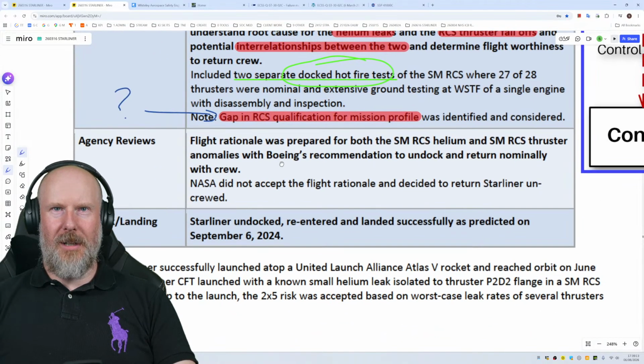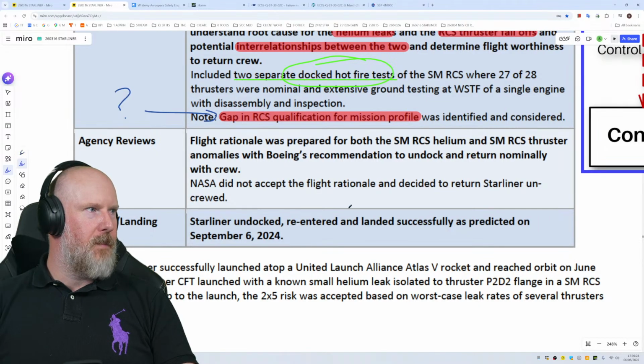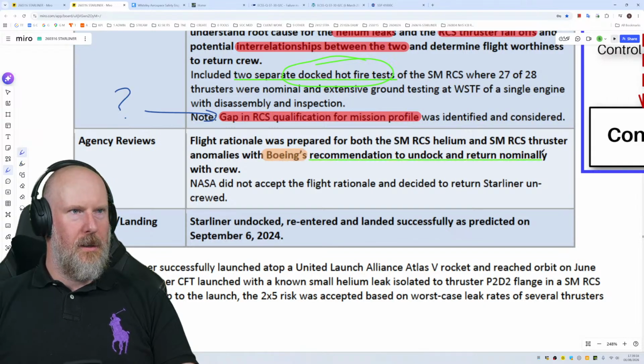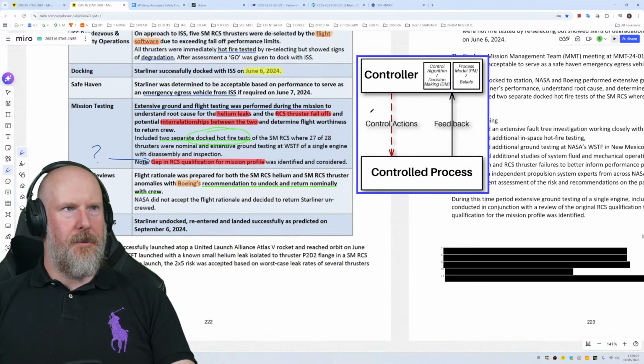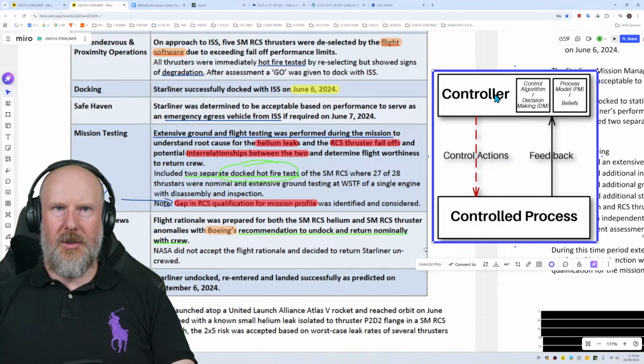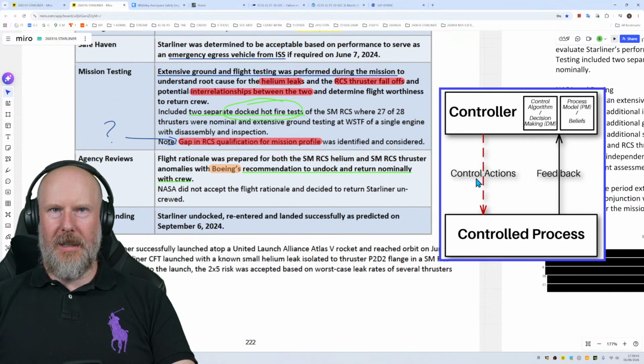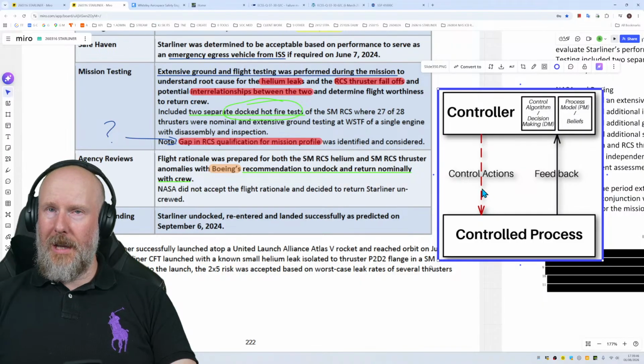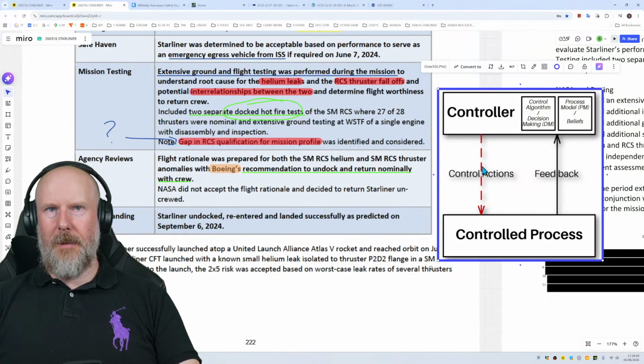Agency reviews. Flight rationale was prepared for both the Service Module Reaction Control System helium and Service Module Reaction Control System thruster anomalies, with Boeing's recommendation to undock and return nominally with the crew. Okay, so this is the Boeing recommendation. So if we take our little jigsaw piece for a minute and we imagine this controller is Boeing and they provide a recommendation, a control action, or some feedback depending on how you want to treat it, and that feedback is to recommend to undock and return nominally with the crew.